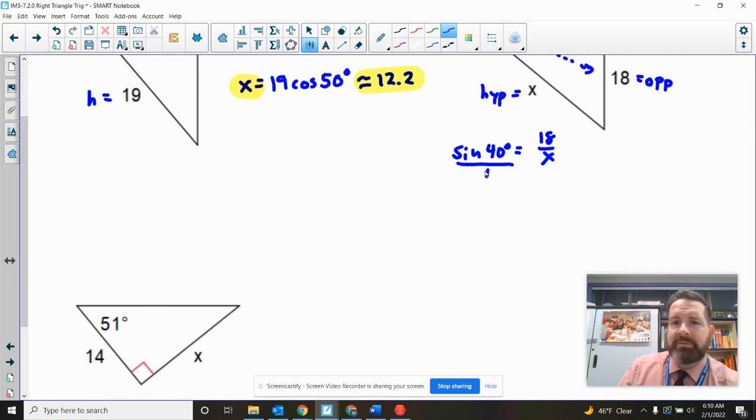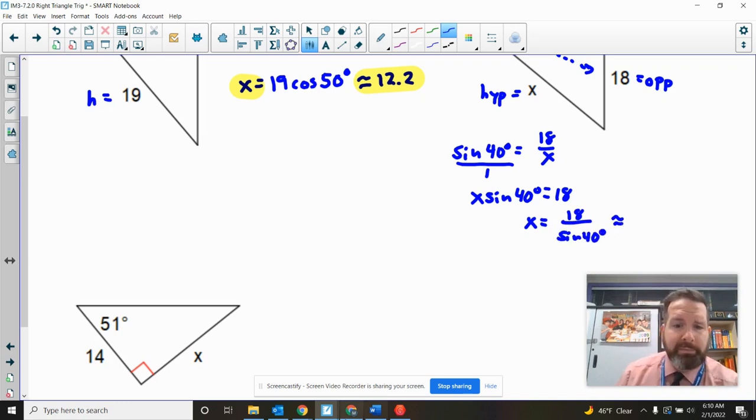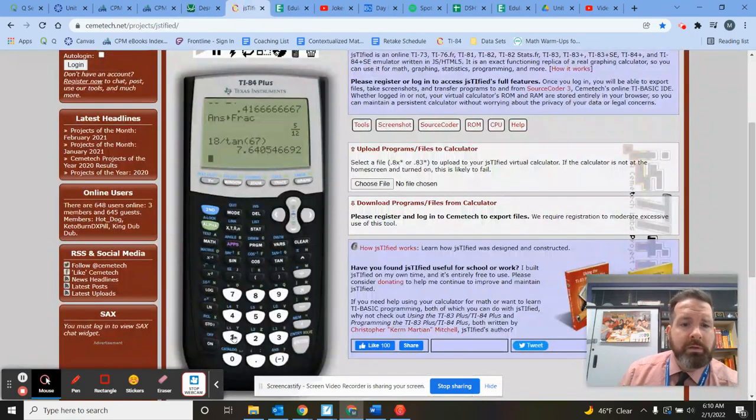Treat this like a fraction over 1, cross multiply. So x sine 40 degrees is 18. Sine 40 degrees is just a number. It's a big decimal number, but it's just a number. So 18 divided by sine 40 degrees. And then calculator it up. 18 divided by sine 40 degrees. I'm going to call that 28.0.